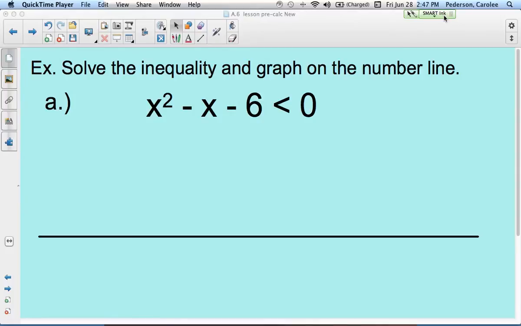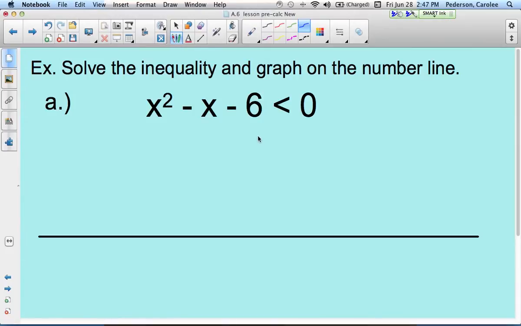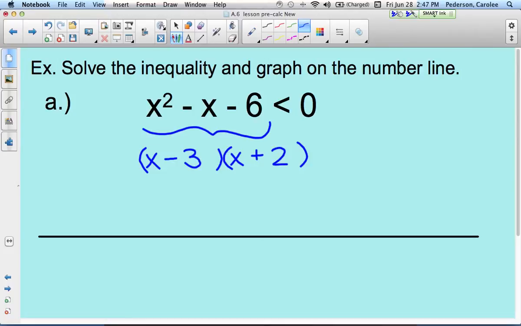So the first step we want to do is factor this quadratic piece. If you remember factoring, when you have the leading coefficient of 1, we want to use the chart method, and we say, what are the factors of negative 6 that add to negative 1? Well, those two numbers are negative 3 and positive 2. So I split up the x squared as x and x, and then I have minus 3 and plus 2. And I haven't done anything with the less than 0 yet. I'm going to get to that later.